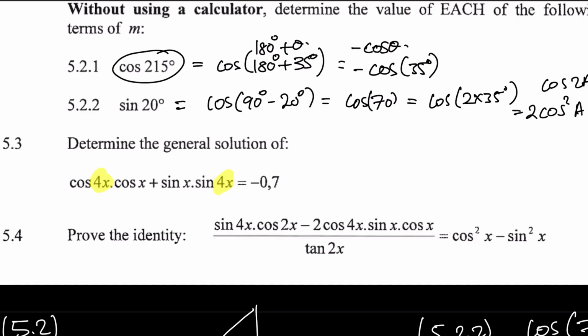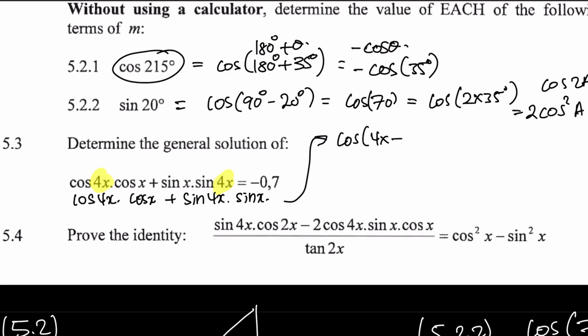So let's rewrite it as cos 4x times cos x, plus sine 4x times sine x. Now we should recognize this: this is the expansion of the identity cos of a minus b. So from here we can simplify to cos of a minus b. In this case, it's 4x minus x, equal to minus 0.7. The whole point of doing that was we needed one trig identity in order to solve.